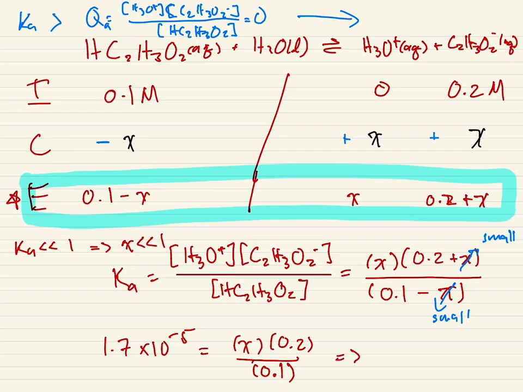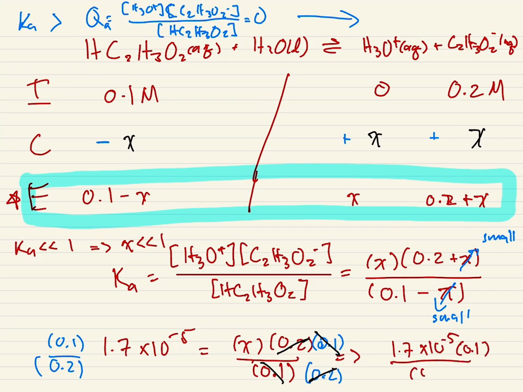We can rearrange this, multiplying by 0.1, dividing by 0.2. The 0.1 and 0.2 just cancel out on this side. So we get 1.7 times 10 to the minus 5, times 0.1 over 0.2 equals x. I'll continue on the next.